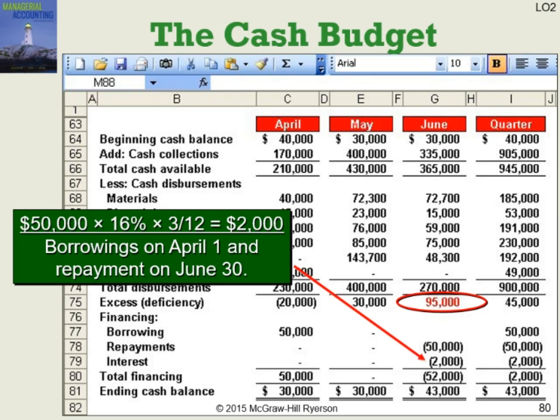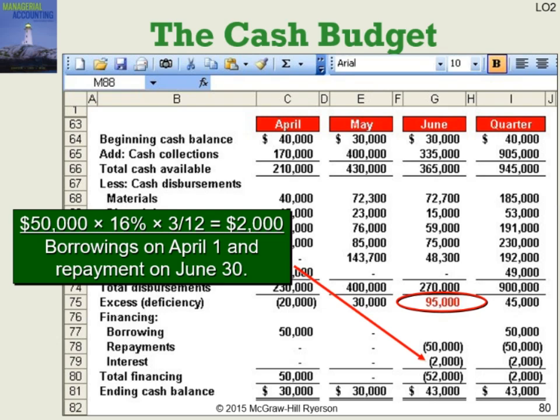16% is our interest rate, which is a fairly aggressive, fairly significant interest rate for a line of credit. So perhaps we're in a service-oriented business and there's not lots of equipment that they can use as security. Hard to say, but for some reason that's a fairly high interest rate. $2,000 is the amount of interest. So the ending balance is going to be $43,000.